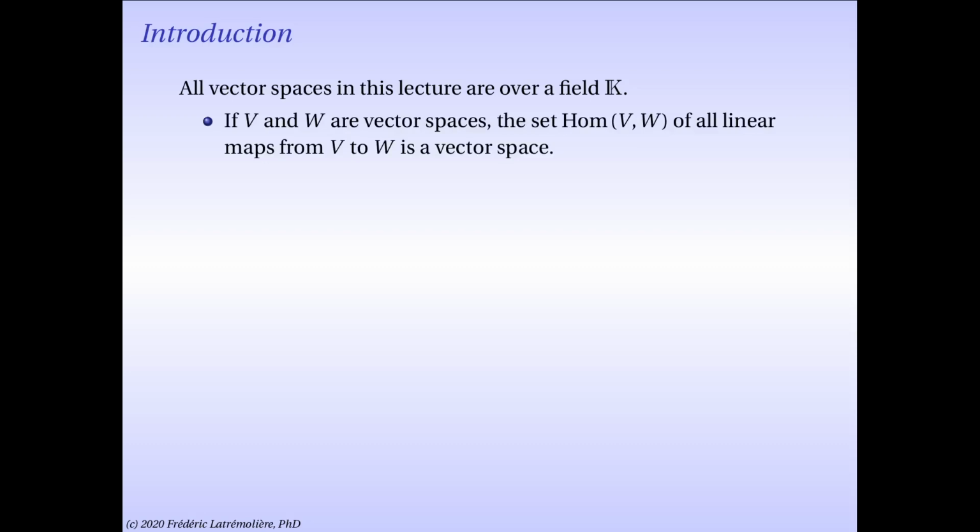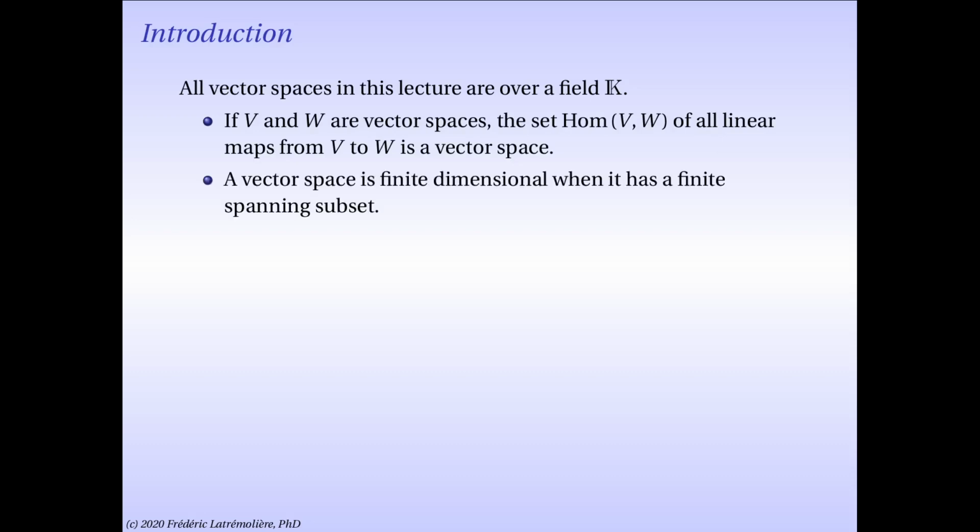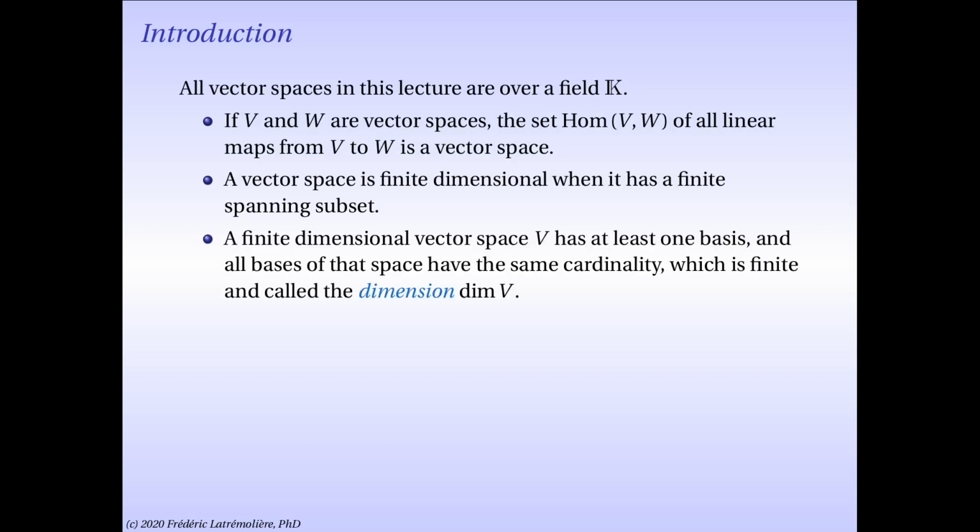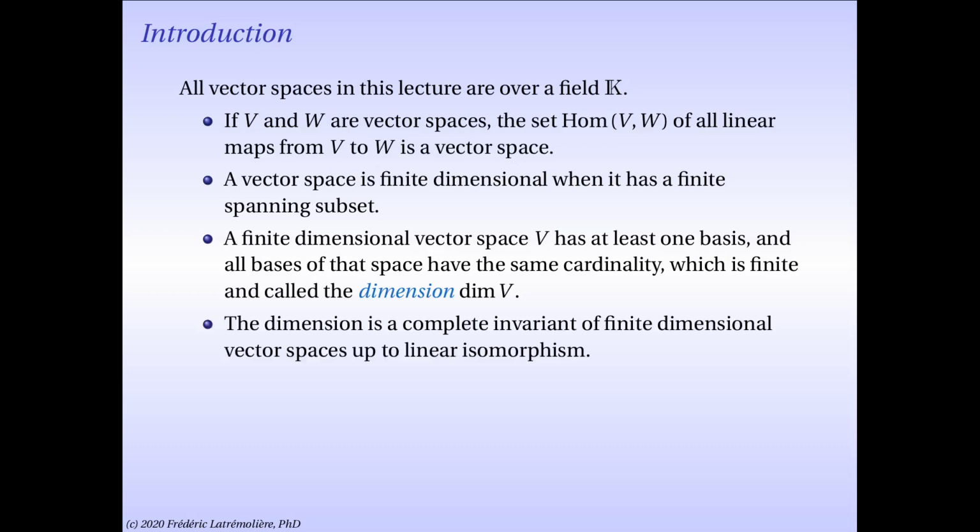If V and W are vector spaces, the set of all linear functions from V to W is itself a vector space. A vector space is finite dimensional when it has a finite spanning subset. A finite dimensional vector space has at least one basis, and all bases of that space have the same cardinality, which is finite and called the dimension of the space. The dimension is a complete invariant of finite dimensional vector spaces up to linear isomorphism.